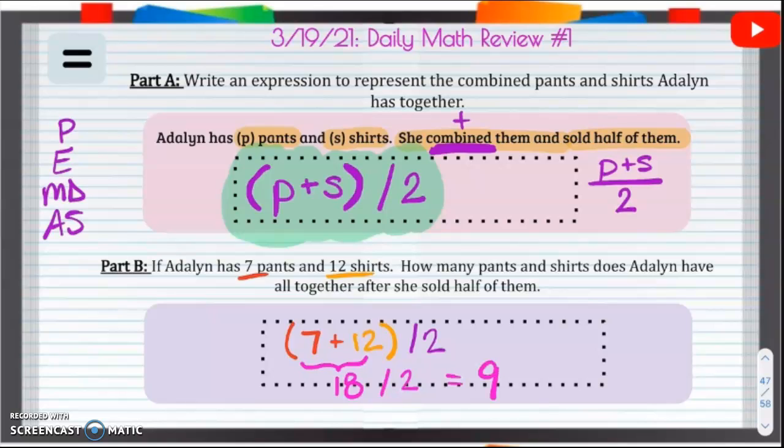So she will have 9 altogether after she puts them together and then divides them in half.